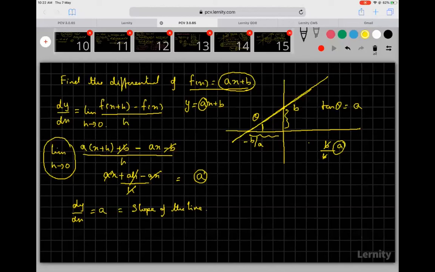This coordinate is minus b by a, but this distance is how much? This distance is plus b by a. Distance cannot be negative. So tan theta is equal to a. So tan theta gives me the slope of this line.